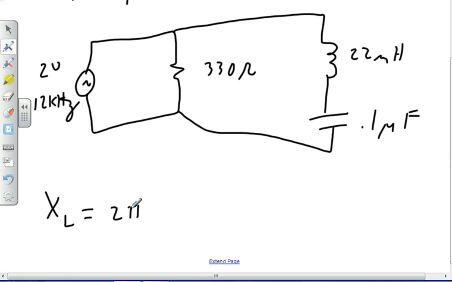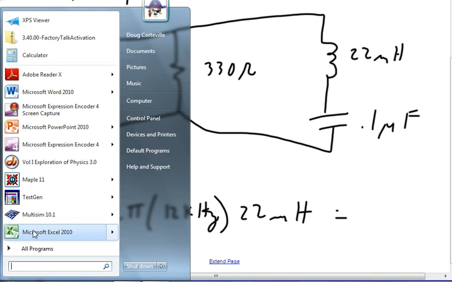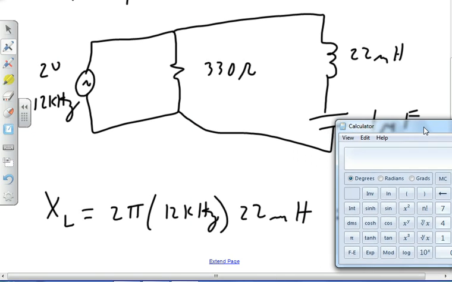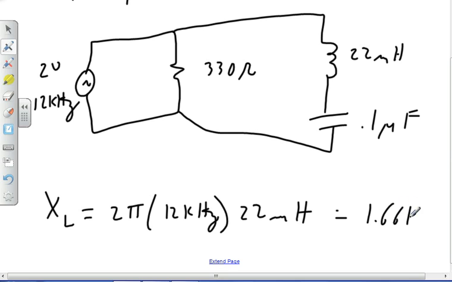2 pi times 12K times 22 millihenry. All right. What happened to my calculator? Somebody must have turned it off. 2 times 3.141592 times 12 times 22. The kilo and the milli cancel each other out, so I don't have to put them in. 1.66K ohms. I probably don't have 3 significant digits, but I'm going to carry 3 for now.